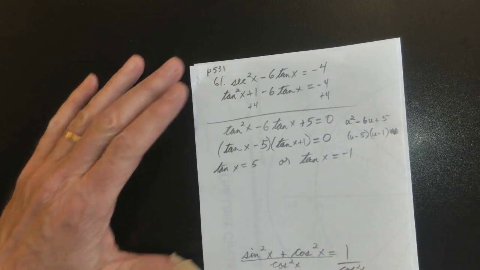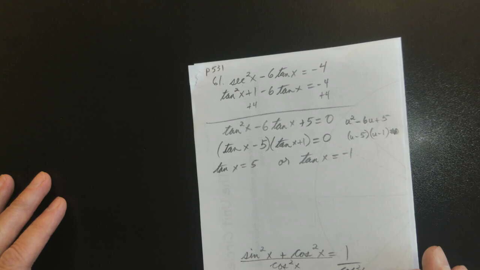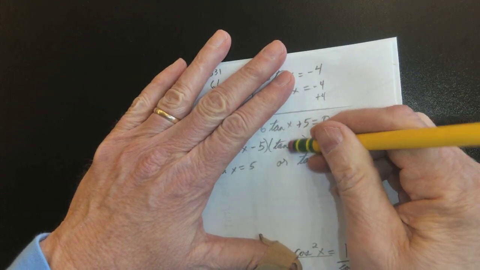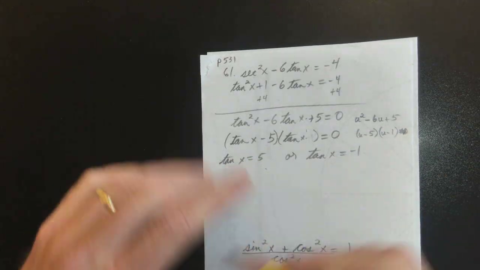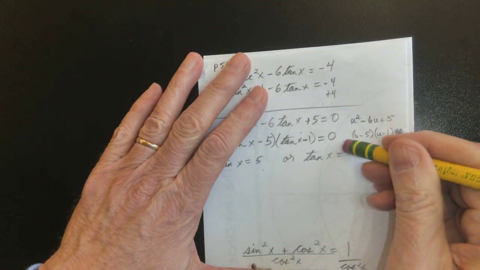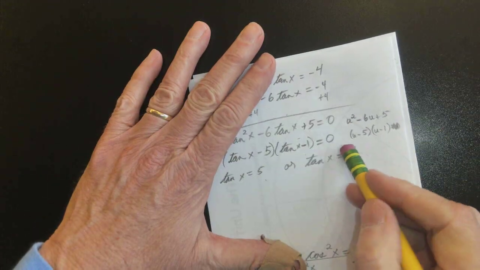Right? Can I skip that? Yes. Wouldn't it be minus 1? Yes, yes. It would be minus 1. Thank you for catching that. Okay. So tangent of x equals 1.